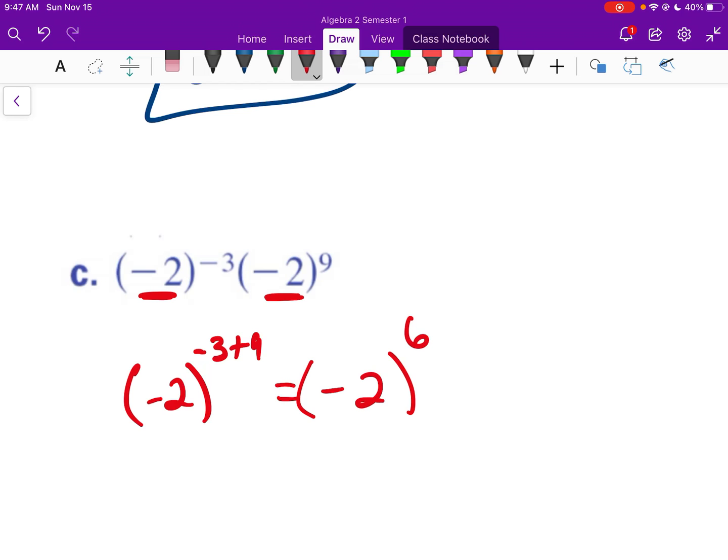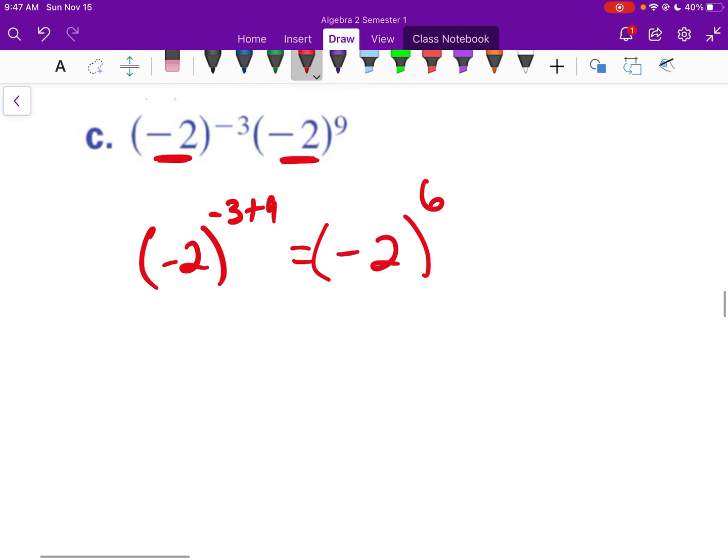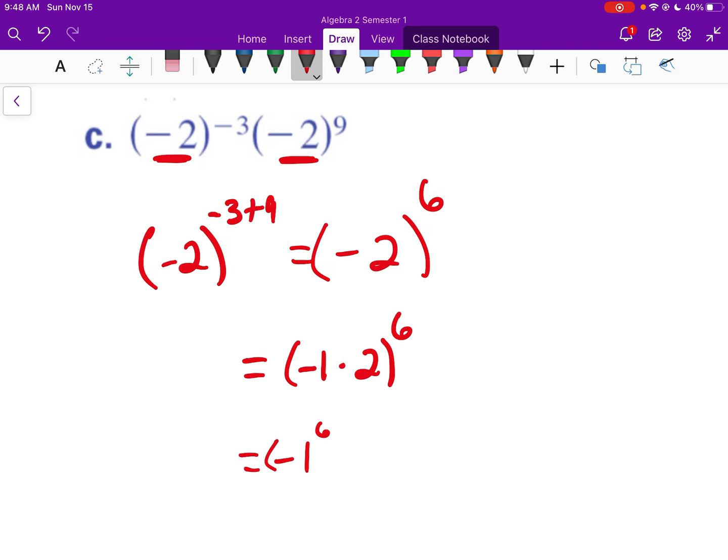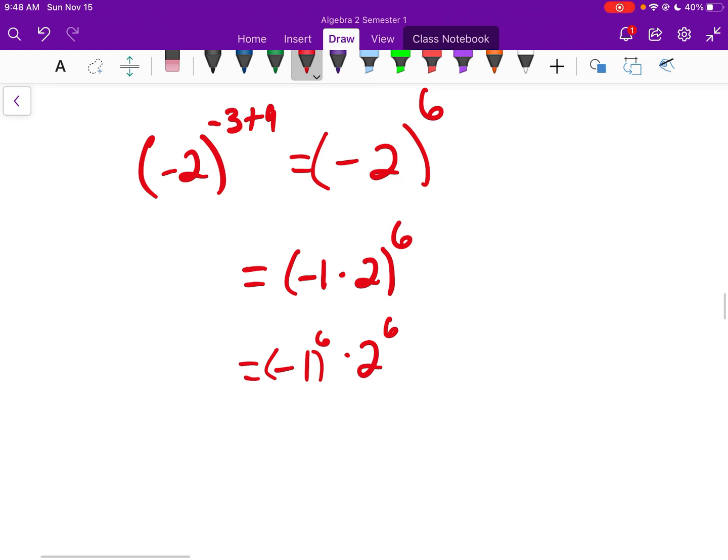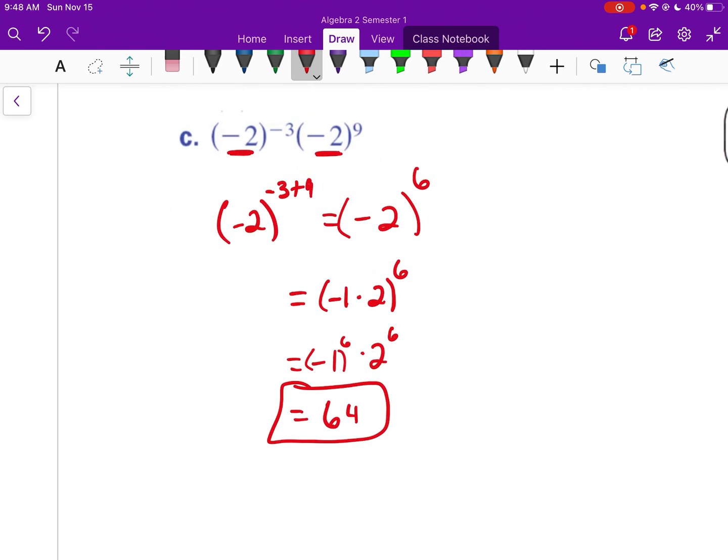Now, we are taking it to the 6th power, okay? So, let's break this down. This is saying -1 times 2 to the 6th. So we can say -1, that quantity, to the 6th power, times 2 to the 6th power. And since we are taking it to an even power, we're multiplying a -1 six times, which will give us a positive. So our answer in the end will be positive. So all we really need to do is 2 to the 6th, which will give us 64.